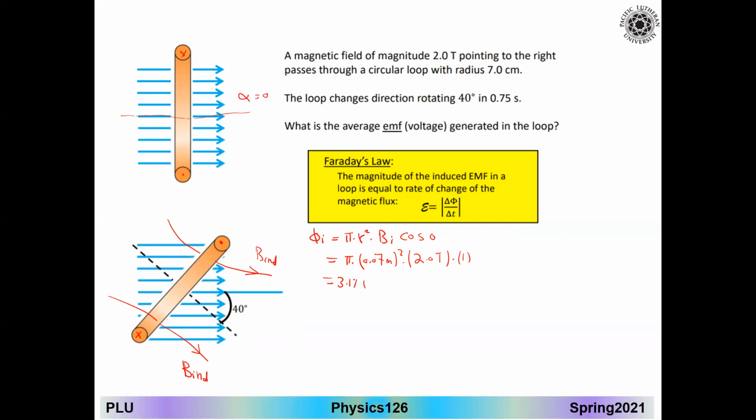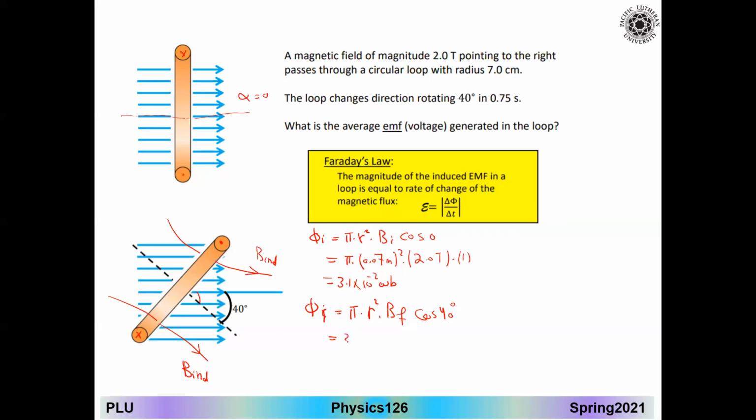Power to Weber. Similarly, we're going to the final flux: B final times r squared times B final times cosine alpha. What is the cosine alpha? It's the angle between the center of the rod and the magnetic field. So this is the angle that we are given, 40 degrees. Calculate this number with the numerical value that you have.